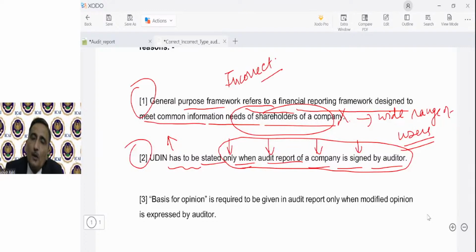So try to read between the lines. UDIN has to be stated only, the word is only, when the audit report of a company is signed by the auditor. It is an incorrect statement. UDIN has to be stated whenever the audit report of an entity is signed by an auditor. Okay. So this statement is incorrect.